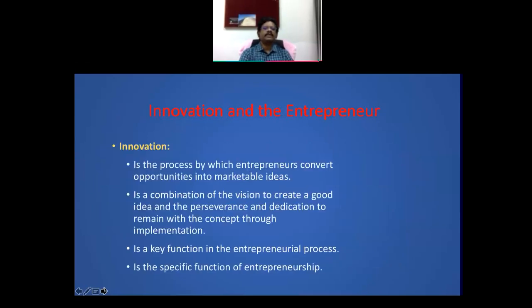Then innovation and entrepreneurship. It is the process by which entrepreneurs convert opportunities into marketable ideas, right? And it is a combination of the vision to create a good idea, and the perseverance and dedication to carry the concept through implementation. And innovation is a key function in the entrepreneurial process and is a specific function of entrepreneurs.